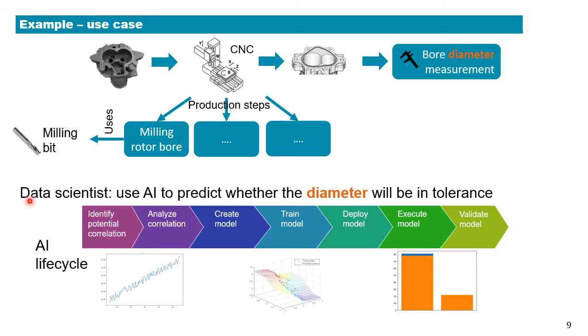In order to do so, we will go through a number of steps, such as identifying and analyzing what the diameter is correlated with, creating a model for this correlation and training it on a data set, deploying this model so that it can be executed and in time can also be validated based on new data.